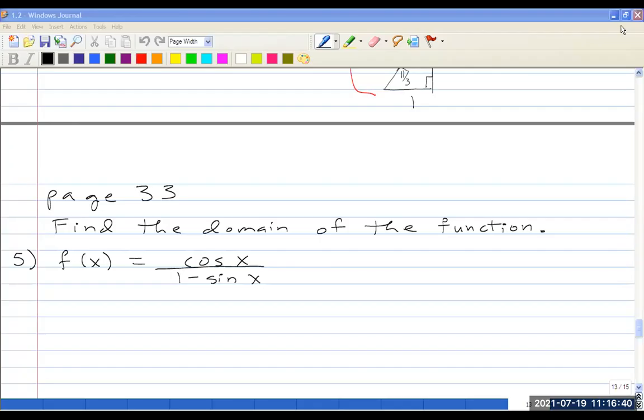Find the domain of the function. Problem number 5. F of x is equal to cosine x divided by 1 minus sine x. So I want to find the domain of that function.